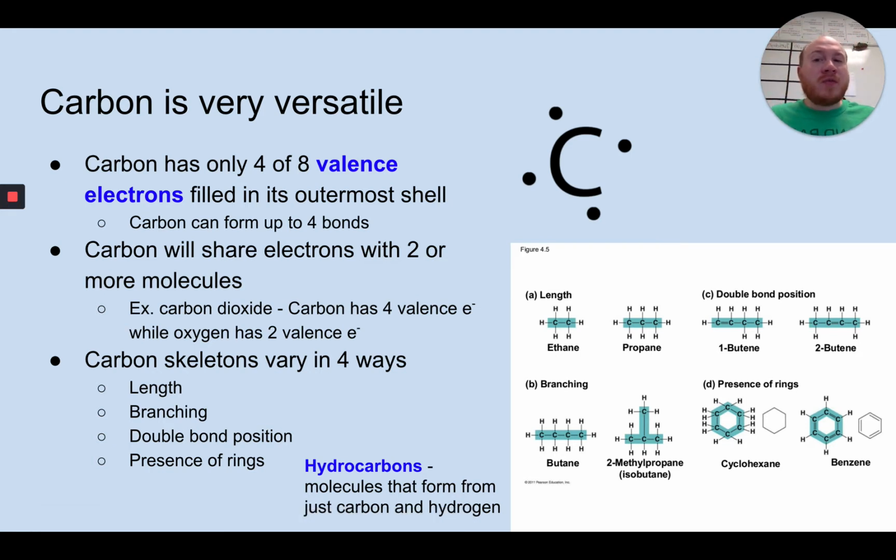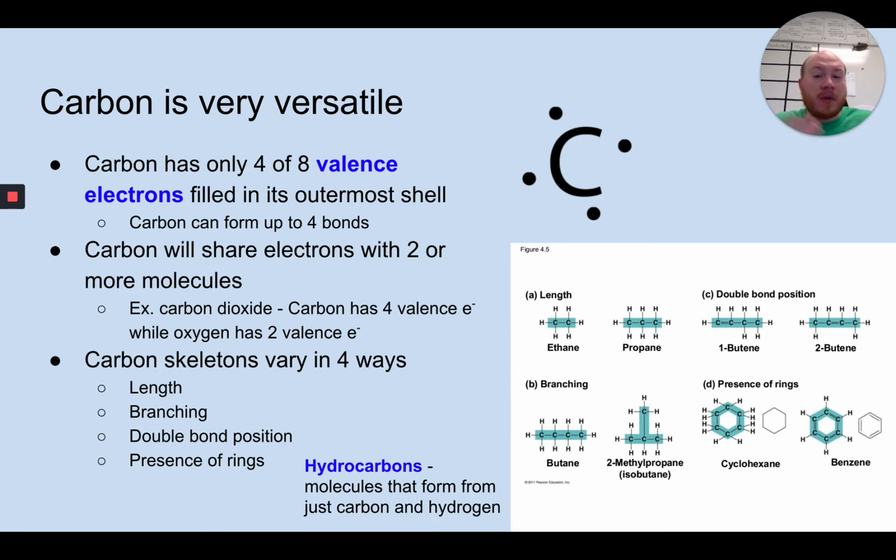Carbon only has 4 of its 8 valence electrons filled, which means it has 4 electrons available for bonding. This makes carbon incredibly versatile because it can bond with multiple different other elements, or it can bond with any number of other elements multiple times. Like in carbon dioxide, carbon can bond with 2 oxygen molecules, making 2 double bonds. Carbon will share electrons with 2 or more molecules.